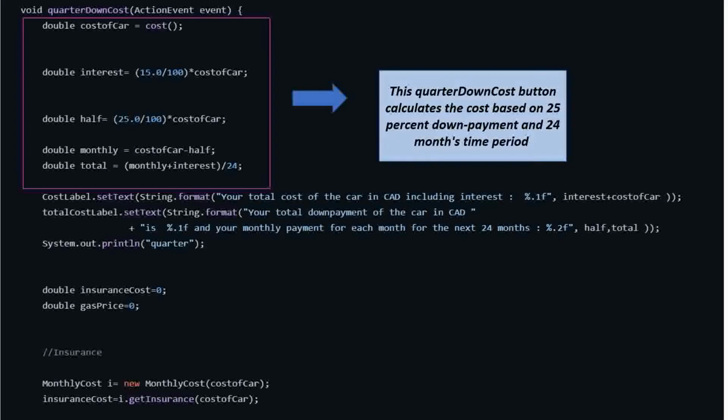Now let's take a look at the last option, which is the 25% down payment plus 24 months of financing. When the user chooses this option, the quarter down cost method is called. In this method, we calculate the total cost of the car by adding up 25% of the down payment and the monthly payment which the user has to pay every month, including the 15% interest rate per annum.